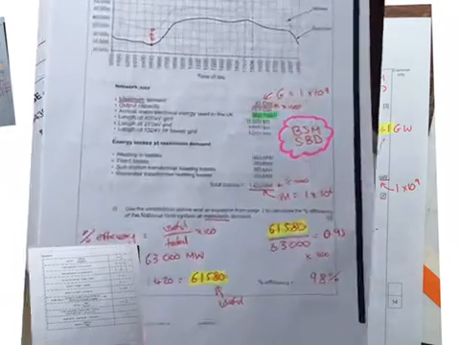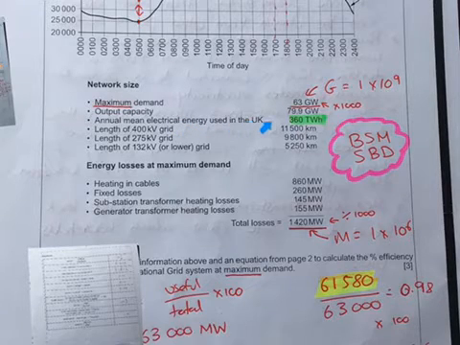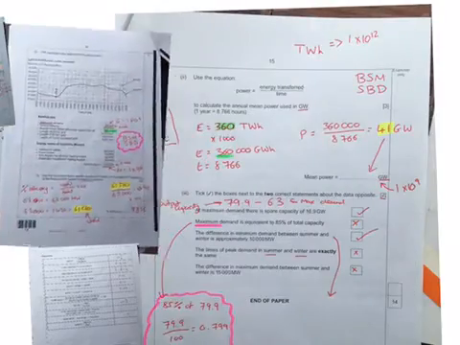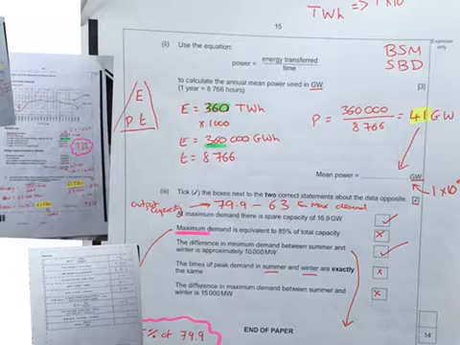So let's go back. Oh, look. The annual mean electrical energy used in the UK is 360 terawatt hours. So it's a terawatt hour because it's very similar to the kilowatt hours that we use, and it's essentially the same equation. These are interchangeable. So I need to get 360 terawatt hours into gigawatt hours.